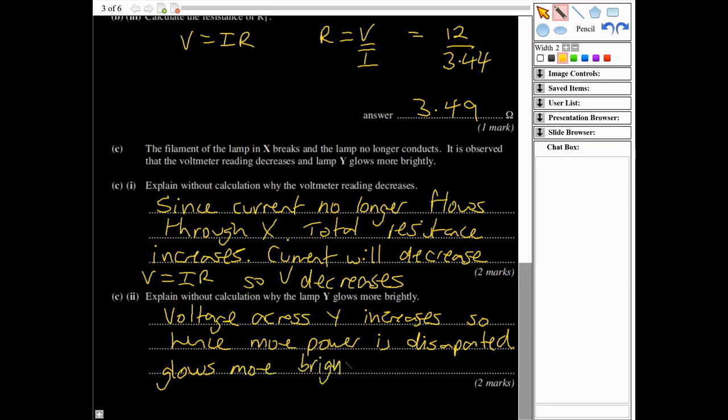Okay, so in these kind of questions here, we've got 2 marks to get, so I've maybe done a slightly more detailed explanation than would be required, but 2 marks, we do need to explain at least 2 things of what's going on. So I said here the voltage across Y increases, so therefore it's going to glow more brightly. In this one, I've said the current no longer flows through X, so the resistance increases, therefore voltage is going to decrease.